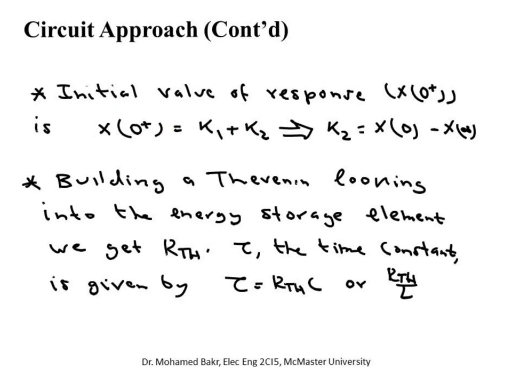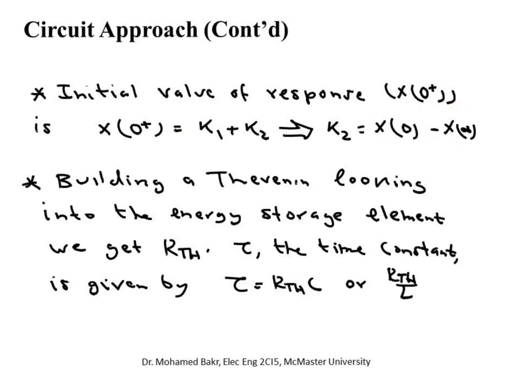Okay, and this symbol 0 plus means it is the value of x immediately after the circuit started operating. So there is 0 minus just before the circuit started operating and 0 plus just after the circuit started operating. So K1 and K2, we already know what the value of K1 is. This is the steady state response, so this is x of infinity. So we can simply say that K2 is x of 0 plus minus x of infinity. It is the initial value minus the steady state value.